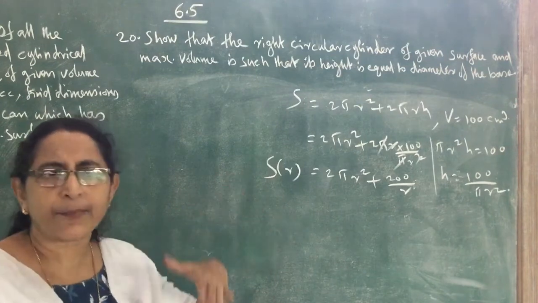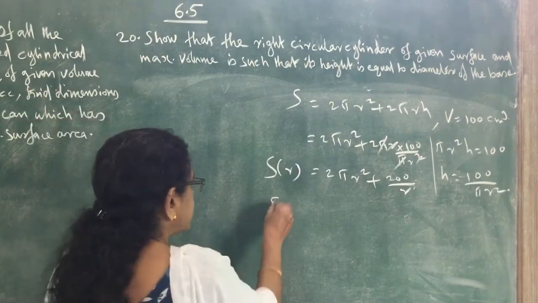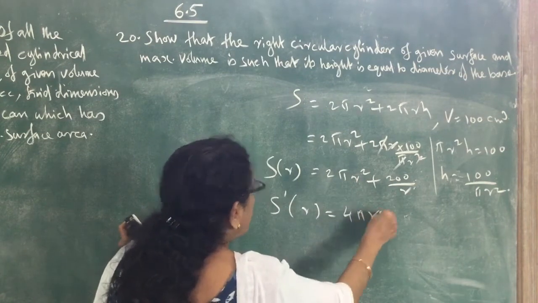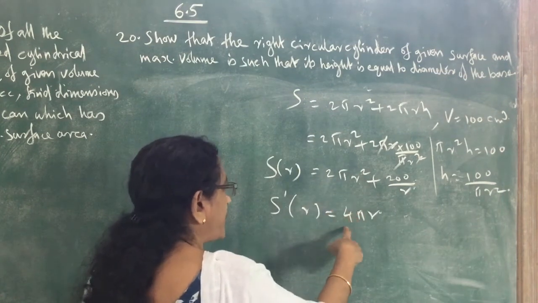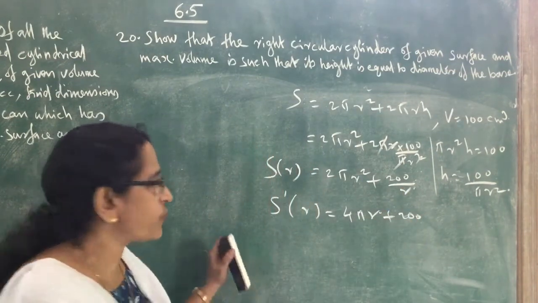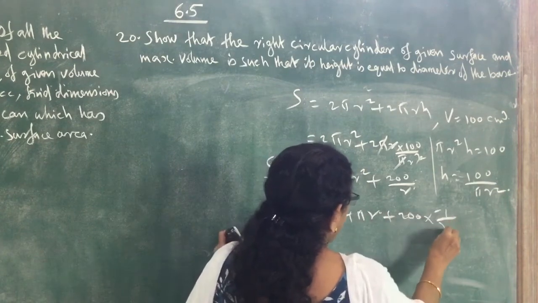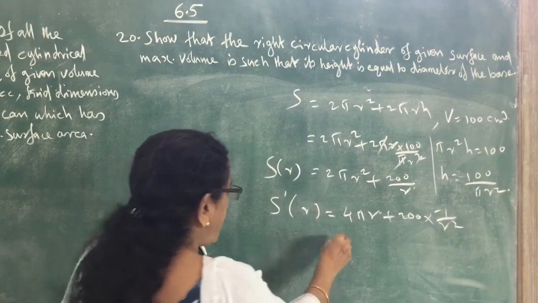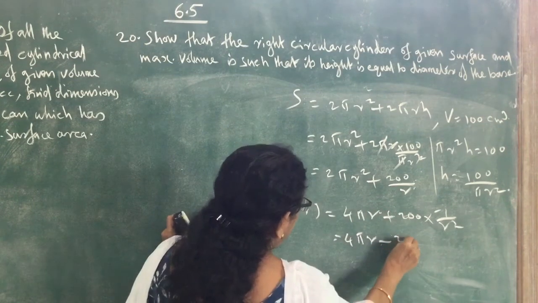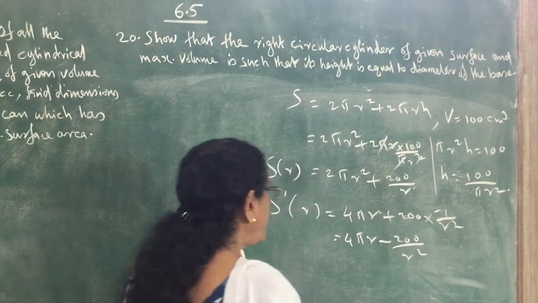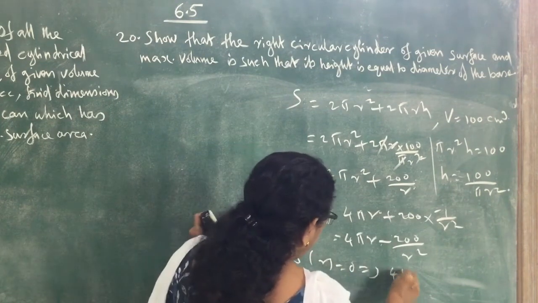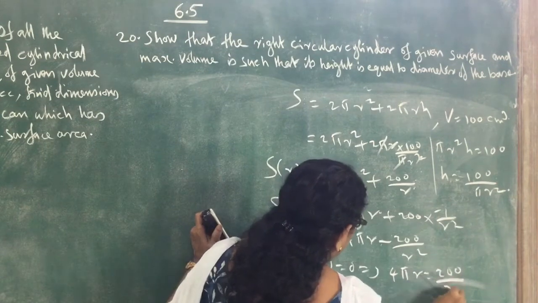Now, same method. Now we can first differentiate. S dash r equal to the derivative: 4 pi r, from 2 pi into 2r, plus 200 into the derivative of 1 by r, that is minus 1 by r square. So S dash r is 4 pi r minus 200 by r square. Now S dash r equal to 0 implies 4 pi r equal to 200 by r square.